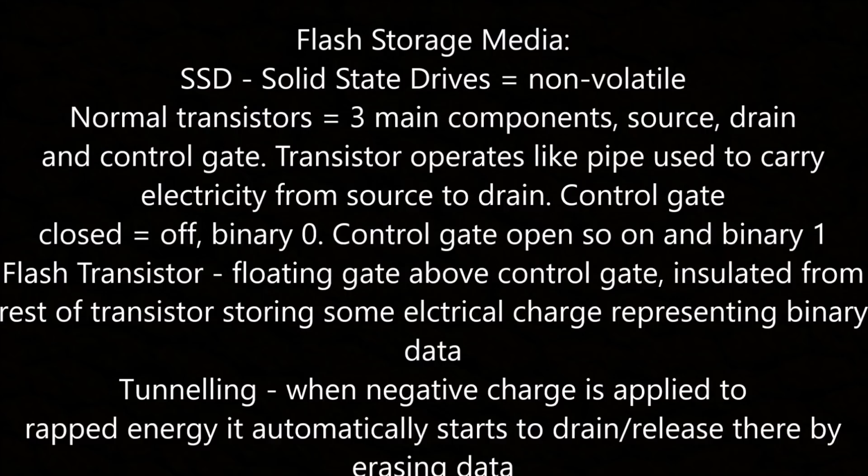Flash media, such as SSD, which stands for solid state drive, is non-volatile. A normal transistor has three main components: source, drain, and control gate. The transistor operates like a pipe used to carry electricity from the source to the drain. If the control gate is closed and it's off, the binary is 0, but if it's open, then the binary is 1. The flash transistor has a floating gate above the control gate, insulated from the rest of the transistor, storing some electrical charge representing binary data.